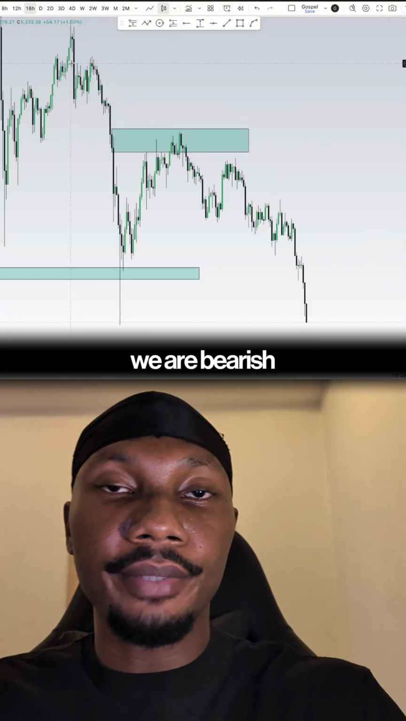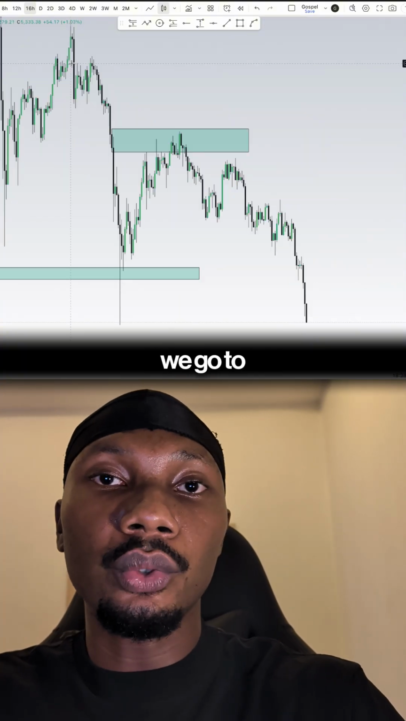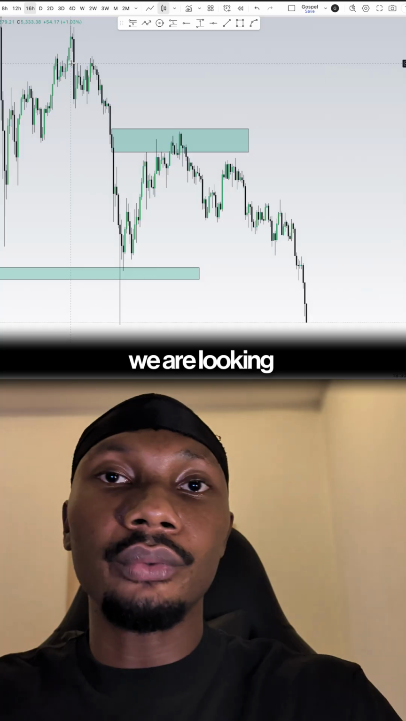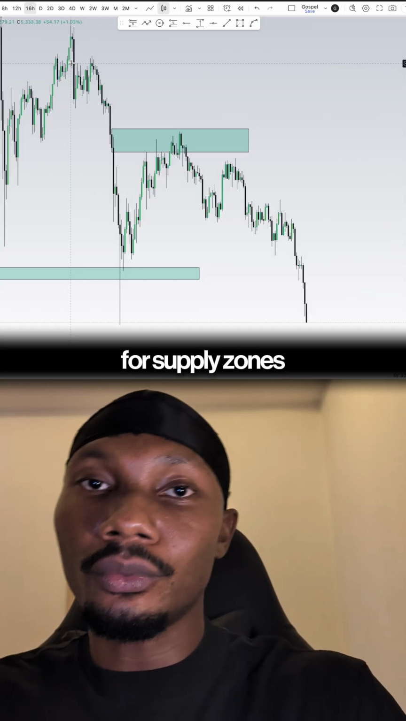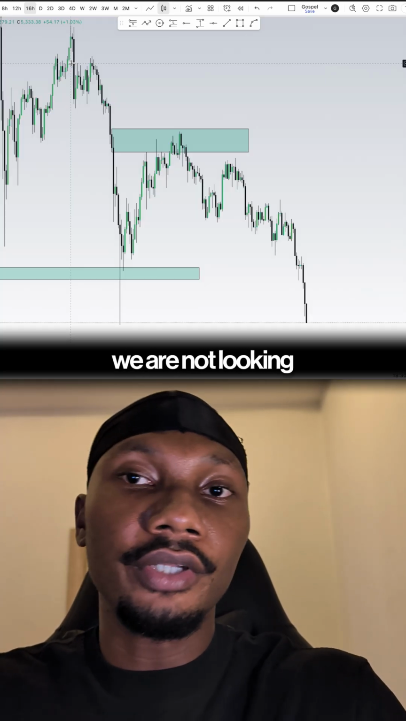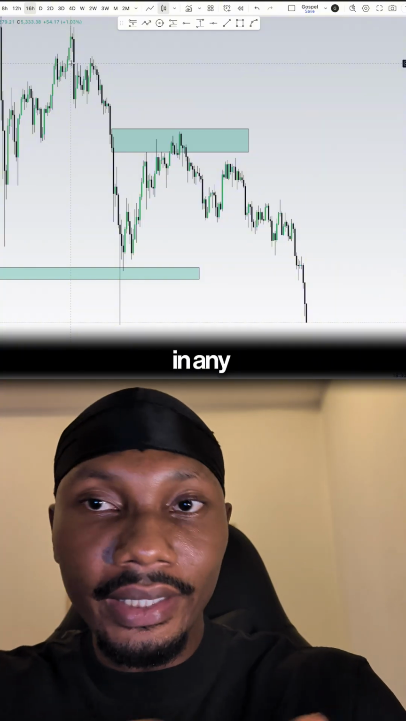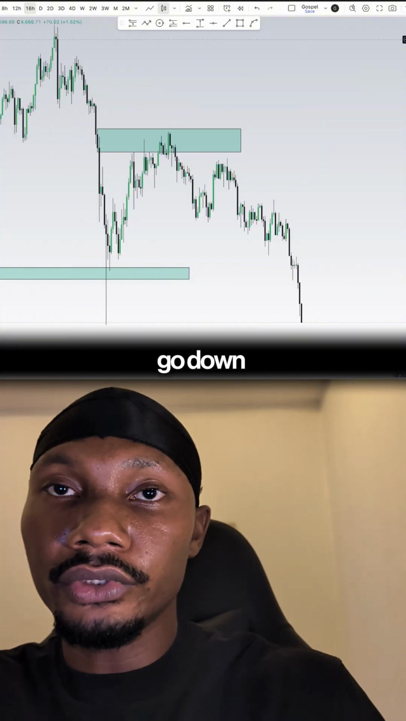So we already knew that we are bearish. So every smaller time frame we go to, be it the 4 hour, the 2 hours, we are looking for supply zones. We are not looking for any sort of demand zone in any of this move. So let's go down to the 4 hour time frame.